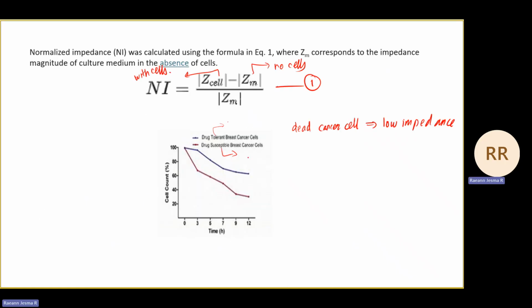Okay. So in this figure, we can see the percentage cell count of drug tolerant cells as well as drug susceptible cells. As time passes, for drug susceptible cells, we can see a very steep decrease in the cell count. That is because the drug will kill the cancer cells. And the impedance of a dead cancer cell will decrease. The reason is that the cell membrane gets ruptured because it is compromised by the reaction with the drug. So whatever contents are present inside the cell will flow out of the ruptured cell membrane. This will cause a low impedance in the cells that are dead.